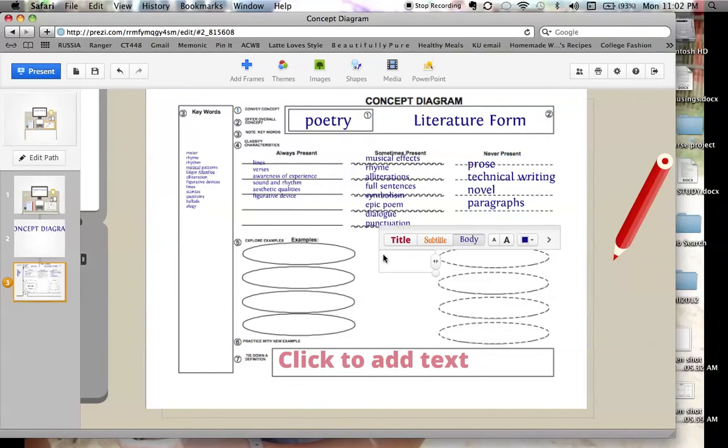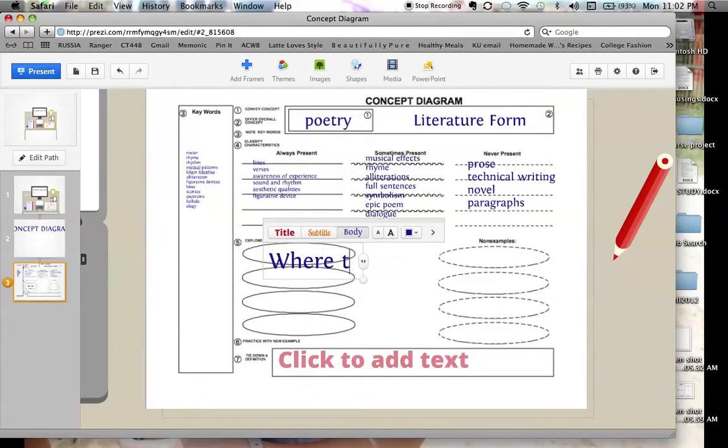Okay, so moving on, we've got our characteristics of poetry. Now let's move on to some examples. So first one is Where the Sidewalk Ends. A lot of students will be familiar with this poem. It's a children's poem written by Shel Silverstein.